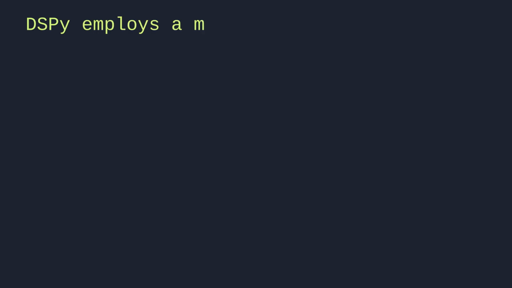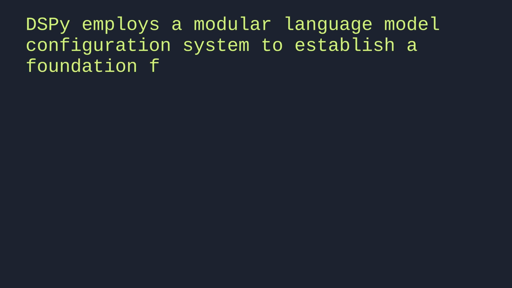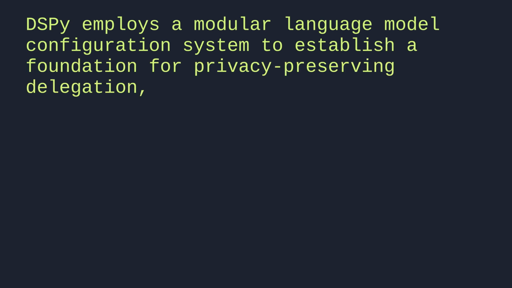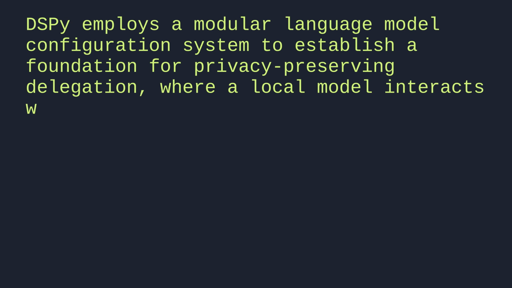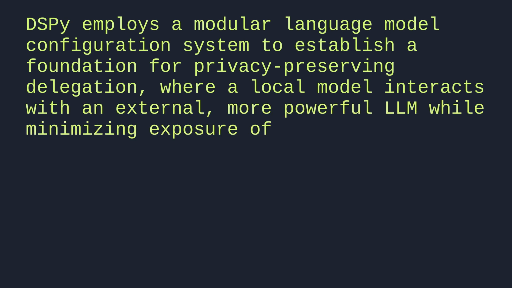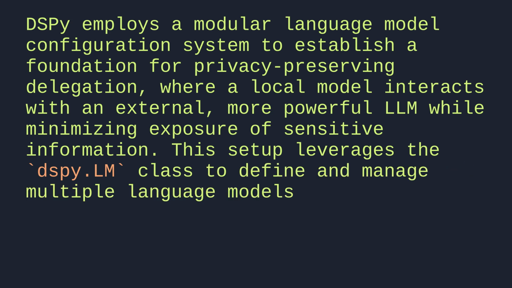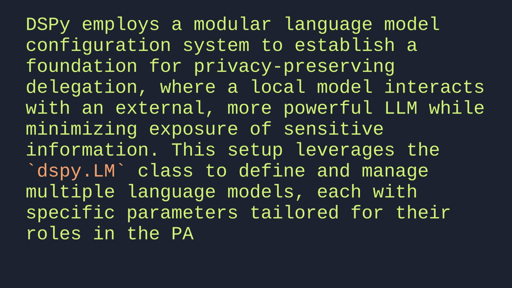DSPy employs a modular language model configuration system to establish a foundation for privacy-preserving delegation, where a local model interacts with an external, more powerful LLM while minimizing exposure of sensitive information. This setup leverages the DSPy LM class to define and manage multiple language models, each with specific parameters tailored for their roles in the Papillon system.